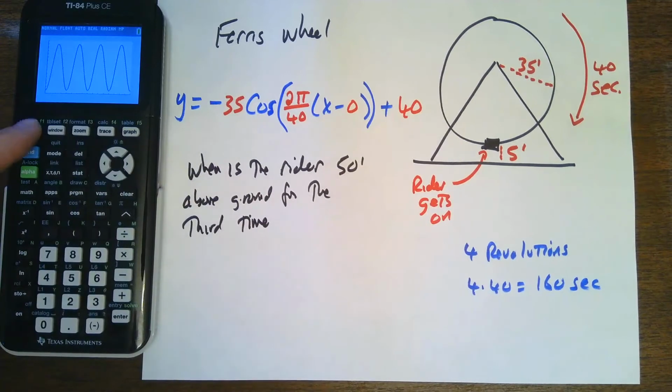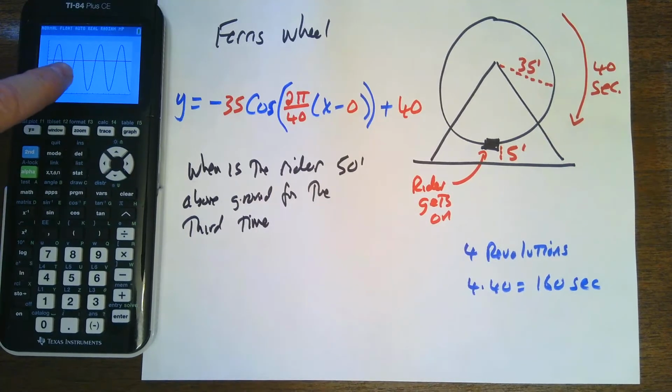So 50 feet above the ground, I'm going to go to my y equals, I'm going to plug in 50 for y2 and graph it. There's 50 feet. So there they are, 50 feet above the ground going up, 50 feet off the ground going back down, 50 feet off the ground going back up, 50 feet coming back down. For the 3rd time, it's going to be that one right there.